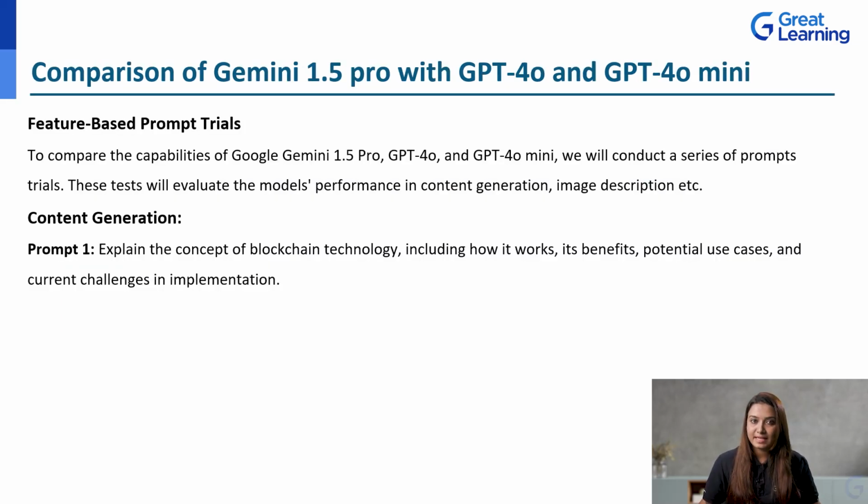Now, we will understand the same comparison of Gemini 1.5 Pro, GPT-4o and 4o Mini with respect to feature-based prompt trials. That means we are taking 5 different kinds of prompts addressing different sectors and we will compare the same prompt pasted across 3 interfaces and analyze the input we have given and the output we have got, right? First thing is content generation. We ask the models, that is Gemini, GPT-4o, 4o Mini, to explain the concept of blockchain technology, how it works, the benefits, potential users, etc.